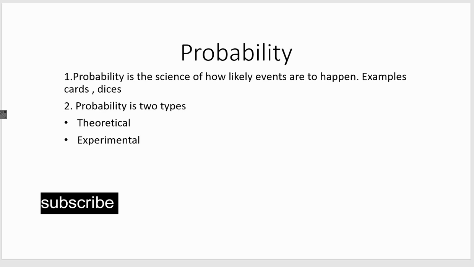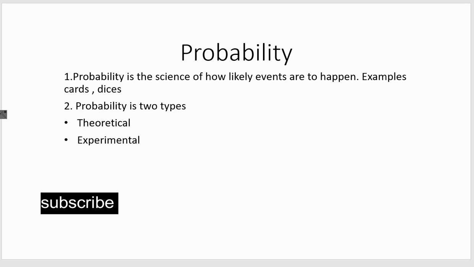Let's start the video. At first, what is meant by probability? Probability is the science of how likely events are to happen. For example, cards or dice. If you throw a dice, the probability of getting a 6 is 1 by 6, because it is the probability of a likely event to occur in a dice.